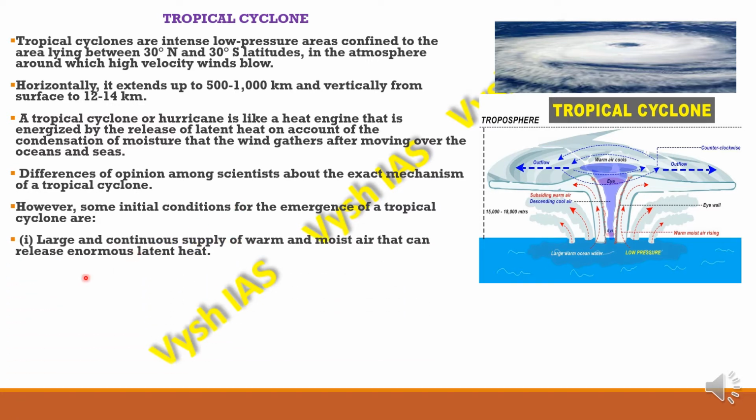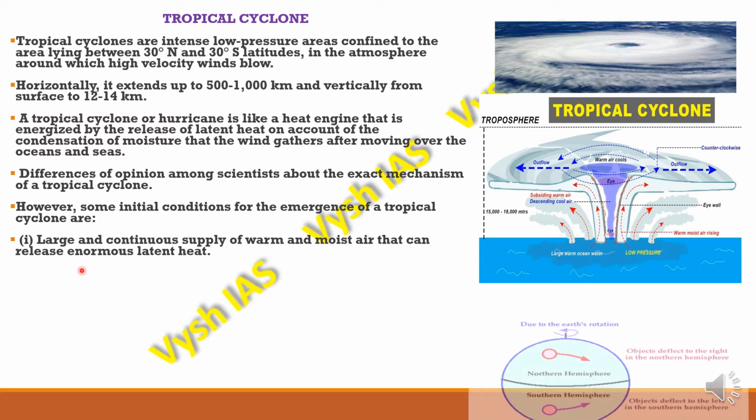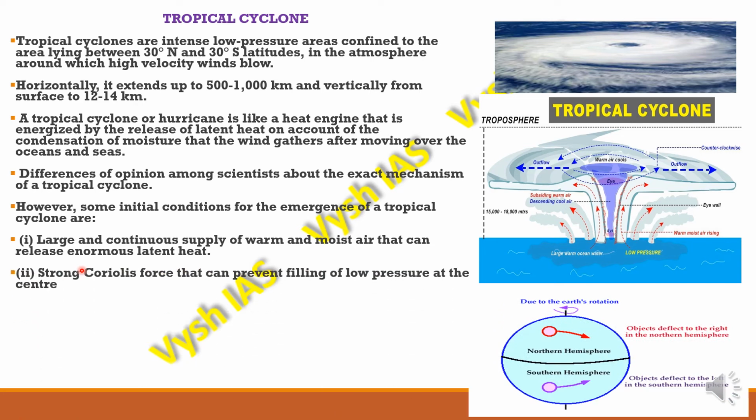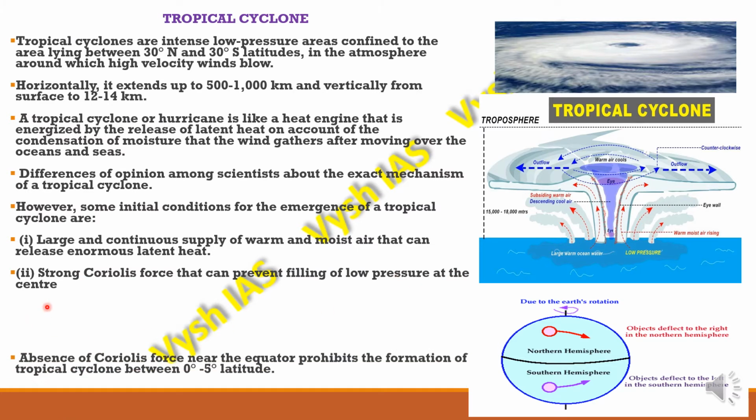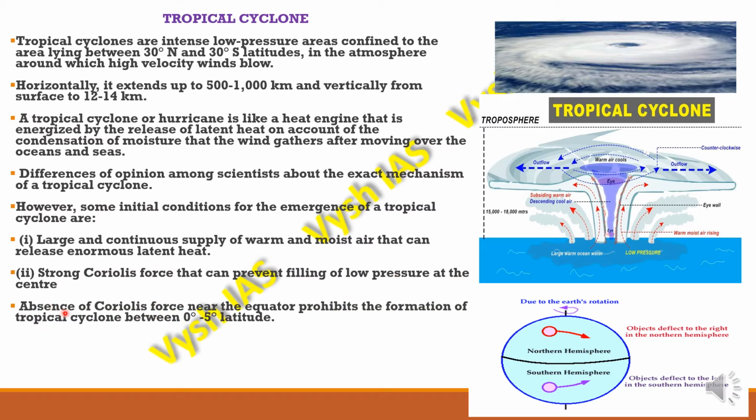So that is, as I said now, a large and continuous supply of warm and moist air that can release enormous latent heat, and also the strong Coriolis force that can prevent filling of the low pressure at the center. So this absence of Coriolis force near the equator prohibits the formation of tropical cyclones between 0 degrees to 5 degrees latitude.